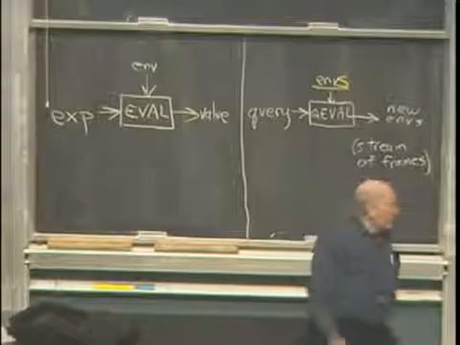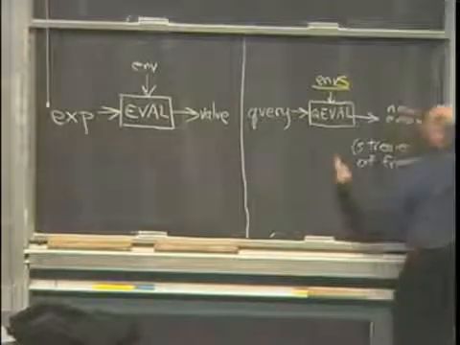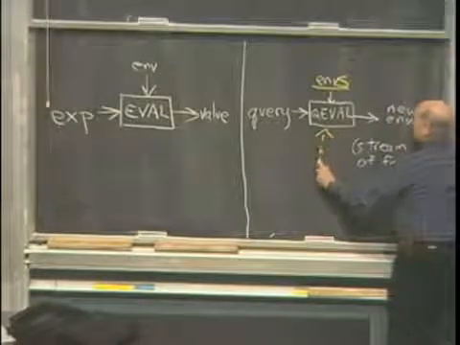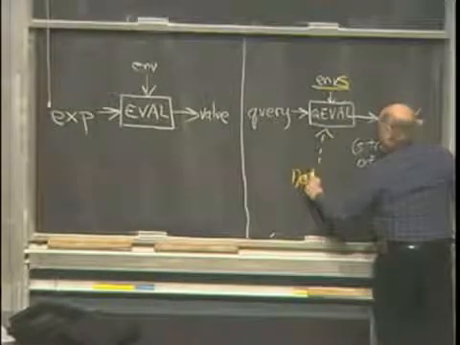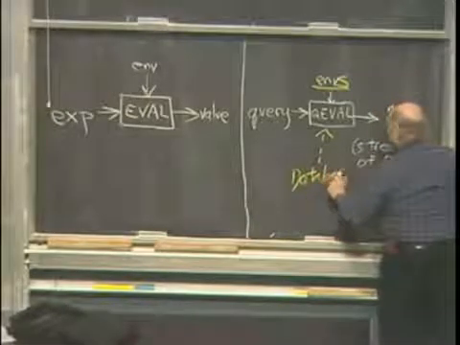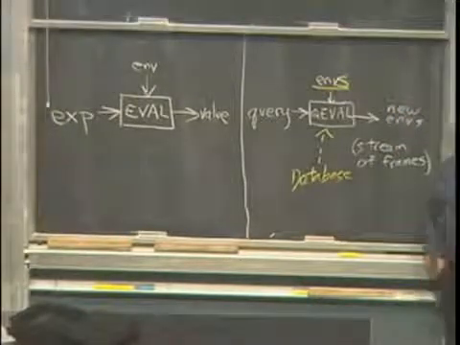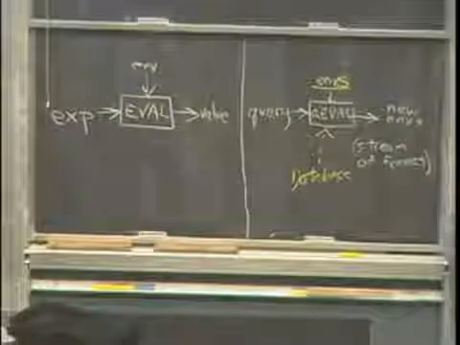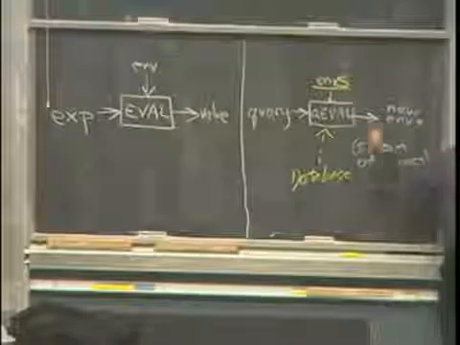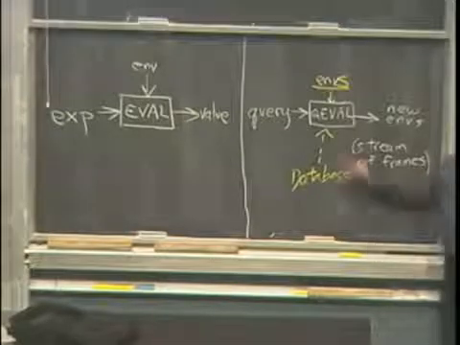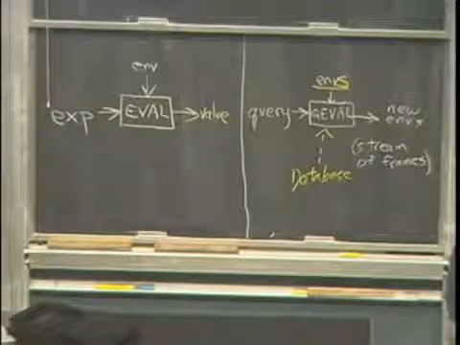Okay, so I guess one thing to add to this picture is that there's kind of an implicit input to every QEval call, namely a database that contains all the assertions and rules. So whenever you say assert! such and such, you're adding to the database. And QEval, the database is a global thing in the evaluator. QEval always looks through the database to look for things that match your query.